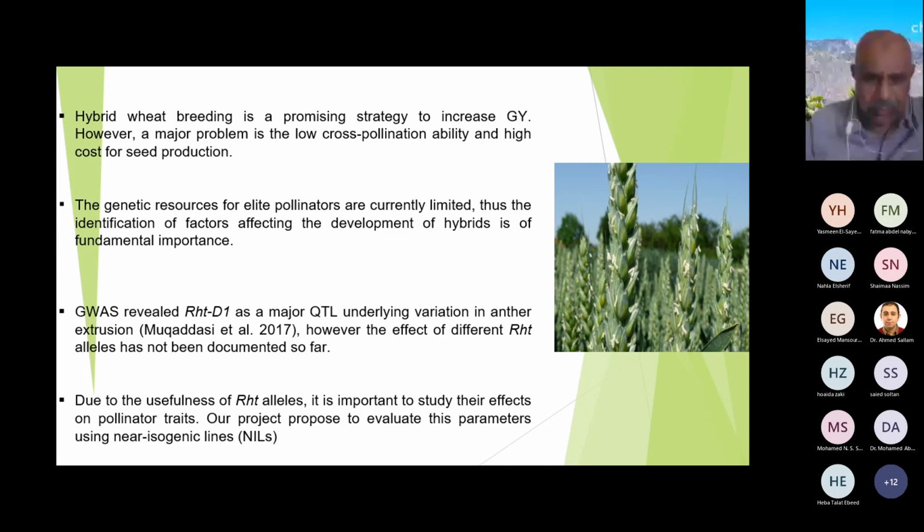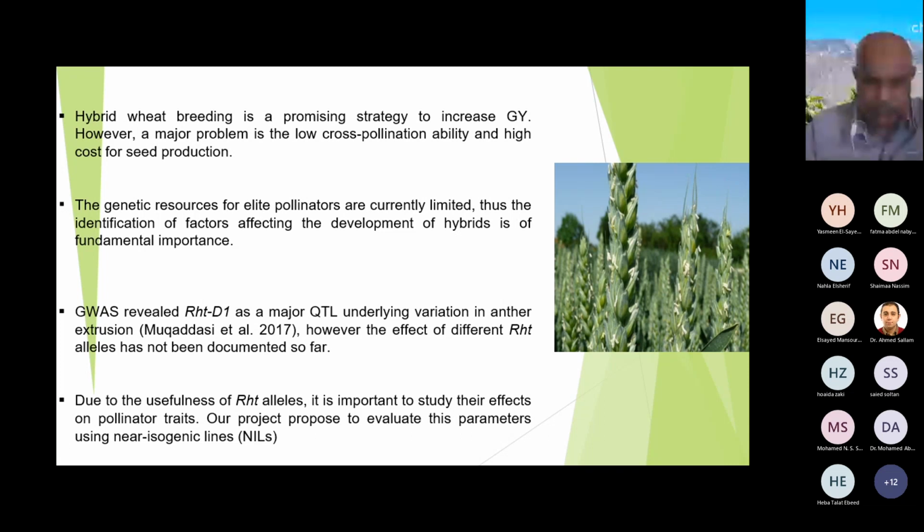However, the most important problem for obtaining hybrid wheat is the low cross-pollination ability of wheat, and thus the high cost of seed production. Also, the genetic resources currently available for pollinators are very limited, and new studies are necessary to get these new hybrid breeding varieties.